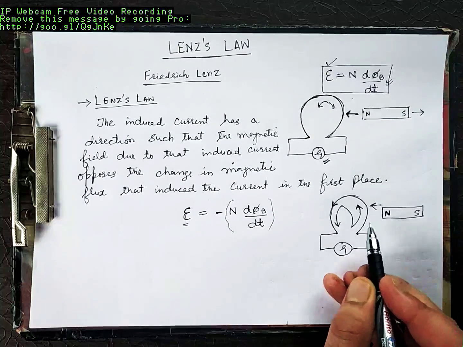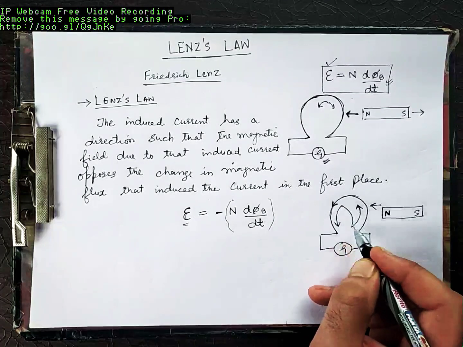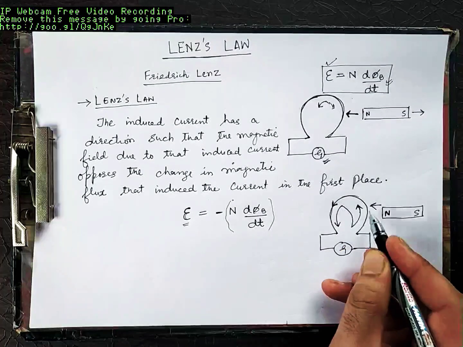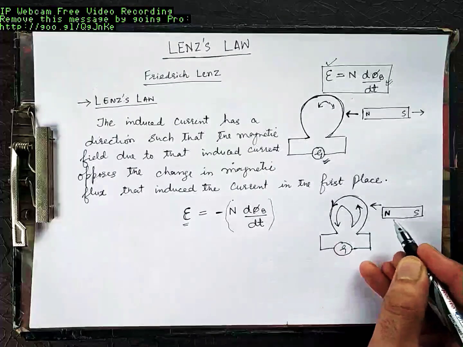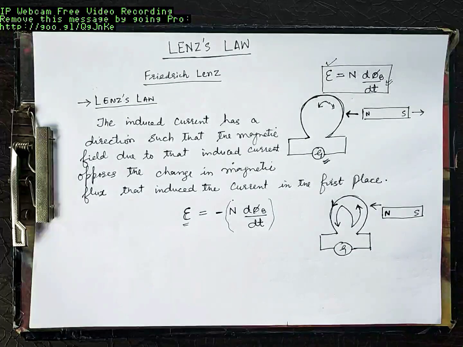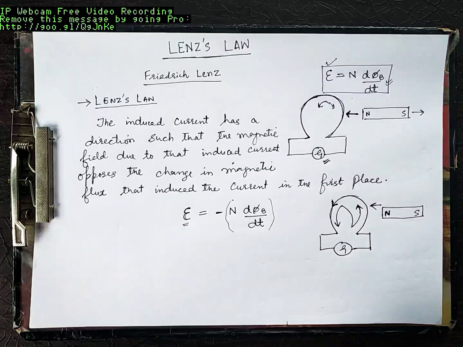How can that repel this north pole? If this coil behaves as north on this side. How can this coil behave as north on this side? If current is in anti-clockwise direction, looking from the side of the magnet. So this north pole will try to oppose this north pole, which is what Lenz's law says. Why does this happen? We'll come to that.